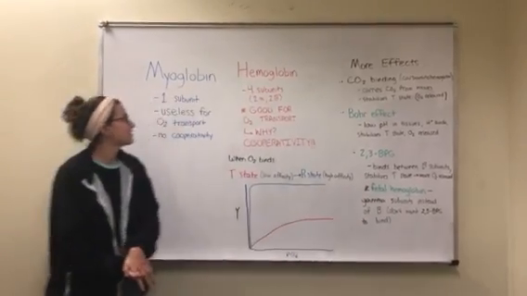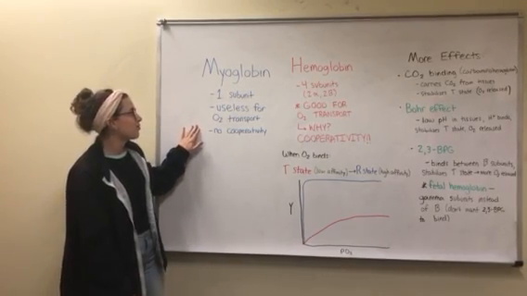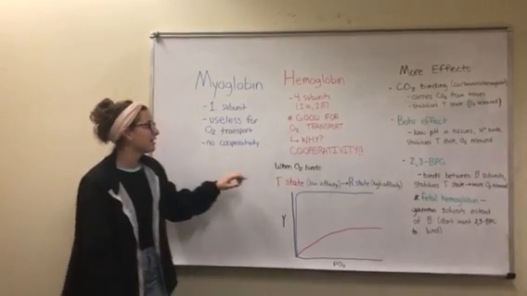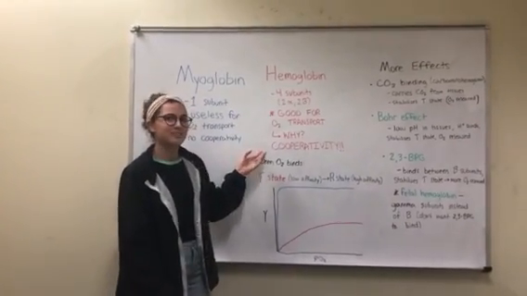So those are the basic differences between myoglobin and hemoglobin. Just remember, myoglobin: not good for transporting oxygen, no cooperativity, only one subunit. Hemoglobin: very good for oxygen transport because of that cooperativity.